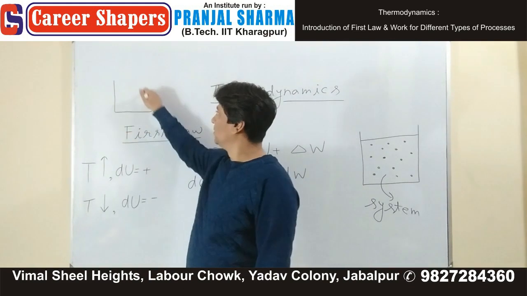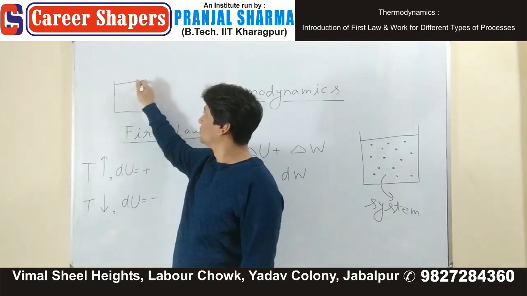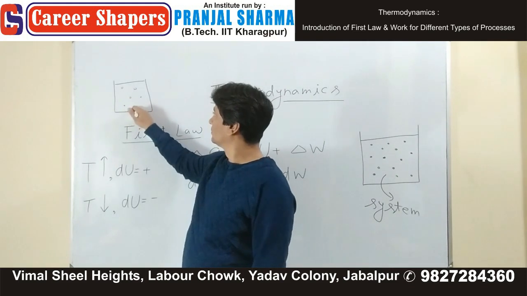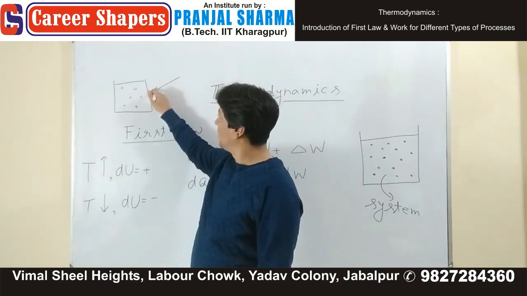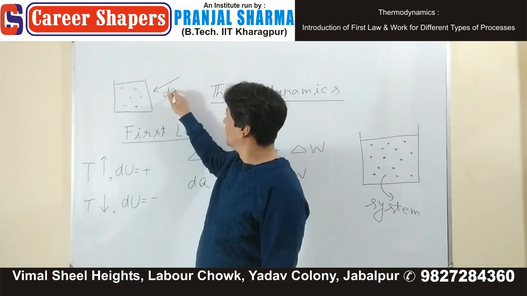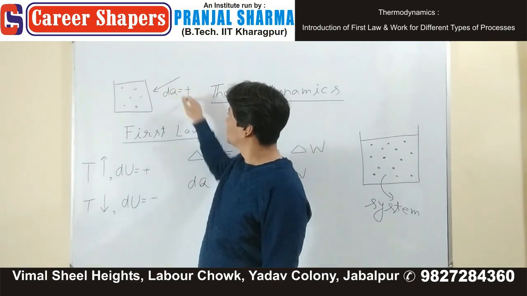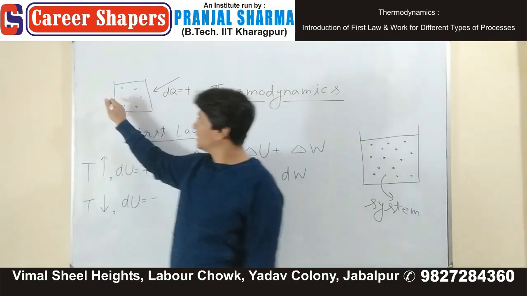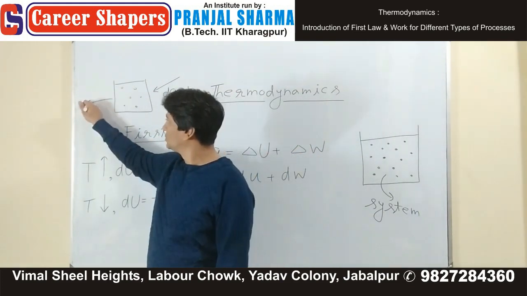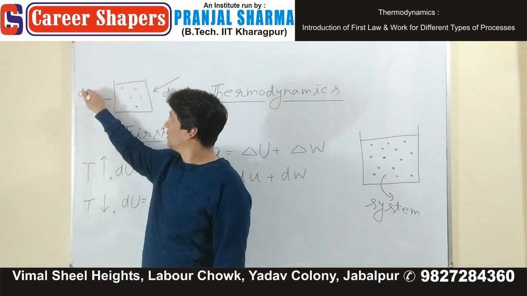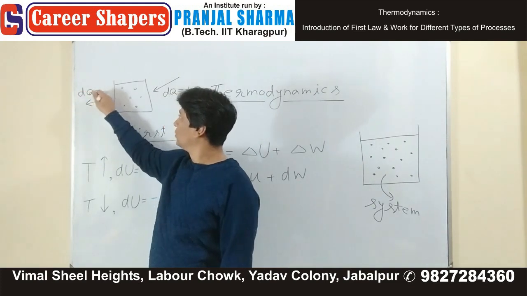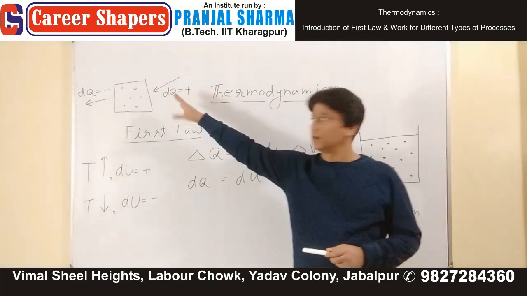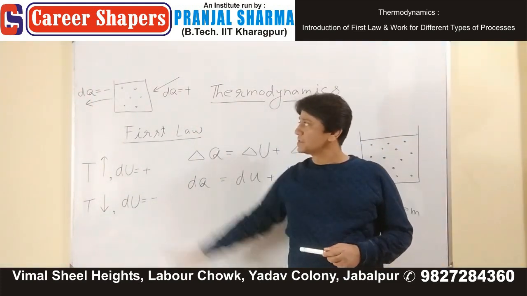You can draw a similar figure with dQ also. If heat is supplied, then dQ is positive. If heat comes out, then dQ is negative. You can also draw these as a side note.